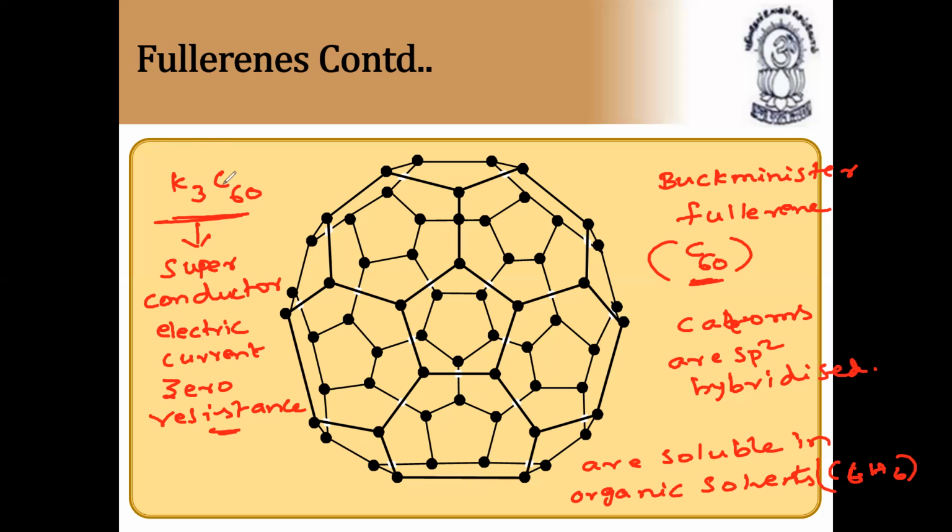So K3C60, when does it form? Fullerenes can be reduced electrochemically and react with elements of group 1 to form solids such as K3C60. This compound behaves as a superconductor below 18 kelvins. What is the meaning of superconductor? It carries electric current with zero resistance. So these are the important points of fullerenes.